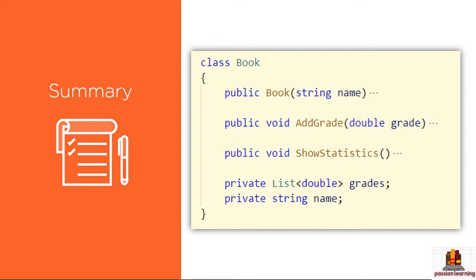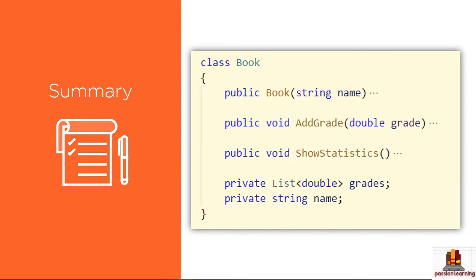In this module, we saw some additional syntax features of the C# language. We learned how to define classes. We learned how to instantiate objects. We now have a class that defines public instance members like add grade and show statistics. We also have a constructor and some private fields as part of our class.